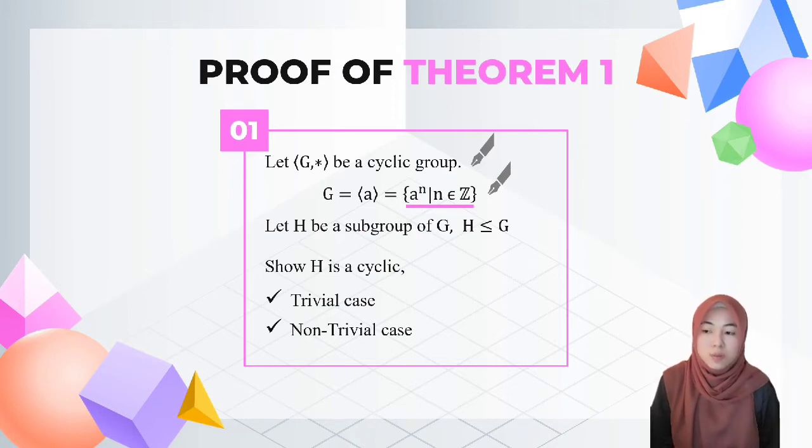Now we are trying to prove that every subgroup of this group is cyclic. Let H be a subgroup of G, and we can just denote it as H is less than or equal to G. Our goal in this part is to show that H is cyclic in two cases, which is the trivial case and the non-trivial case.